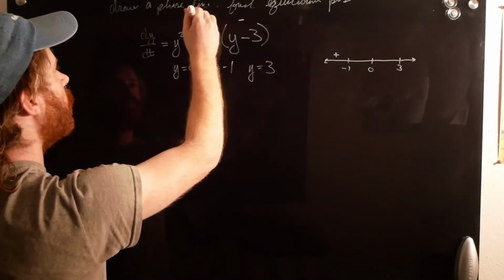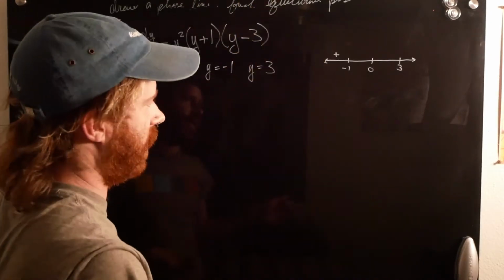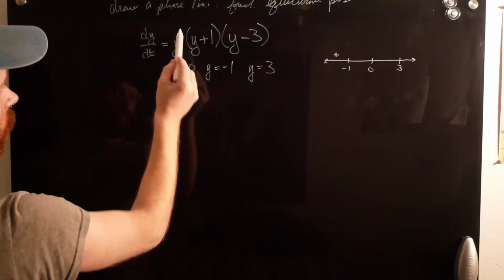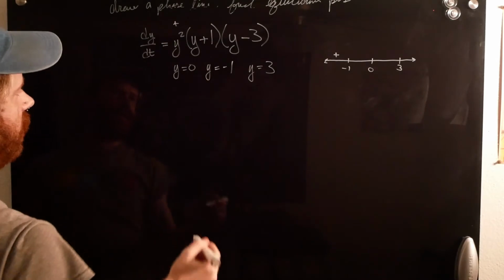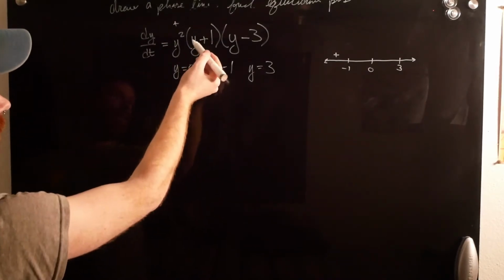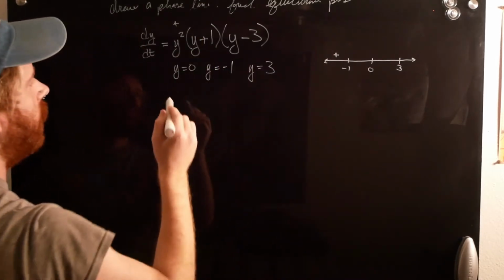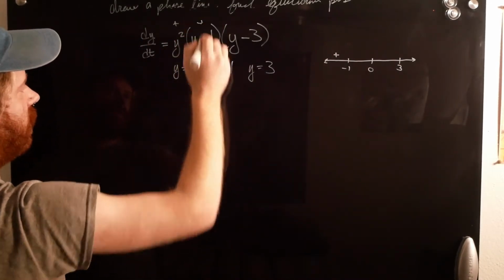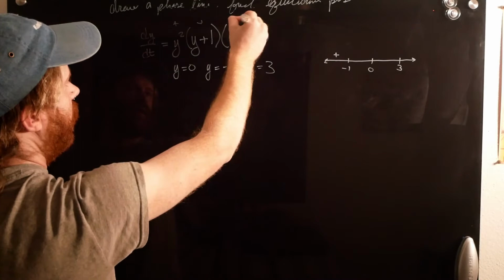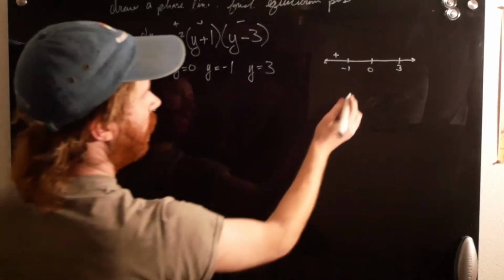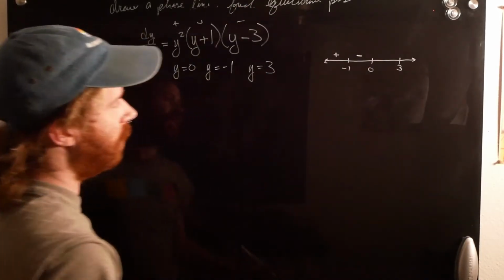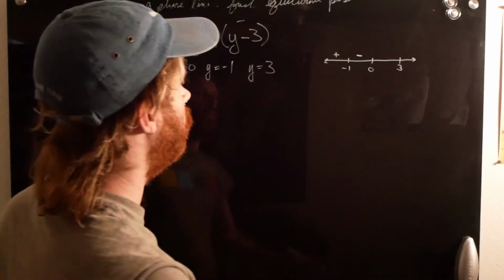Now let's plug in a point between negative 1 and 0. We'll just choose the simplest value, I guess negative 1/2. So negative 1/2 squared is a positive. Negative 1/2 plus 1 is a positive. Negative 1/2 minus 3 is a negative. So this is a negative value, so we know it's decreasing between negative 1 and 0.